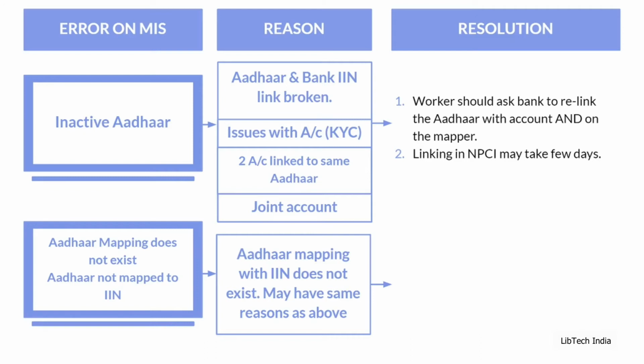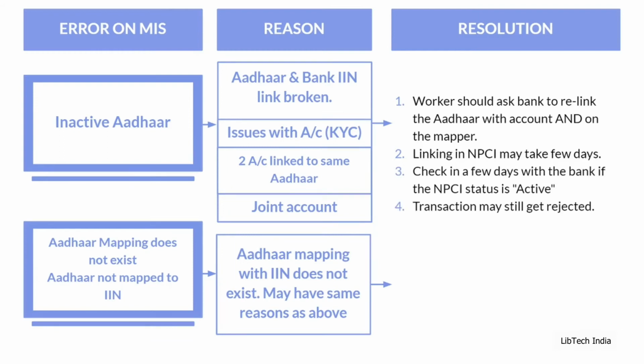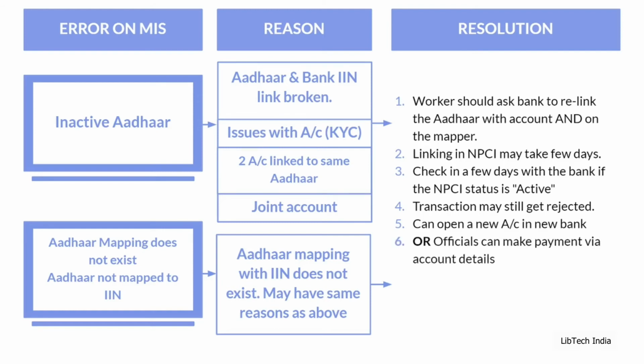This can take up to a few days depending on the bank and how long they take to ensure correct mapping in the NPCI. On the field, it can also happen that despite fixing the mapping at the account and NPCI mapper, the transaction is still rejected for the same reason. In such a case, the bank advises people to open a new account in a different bank and link their Aadhaar there. And they can start receiving wages in this new linked account. Alternatively, the government or the block officials can also remove the Aadhaar from the MIS and instead make the payment via account-based payments. This can happen if necessary.